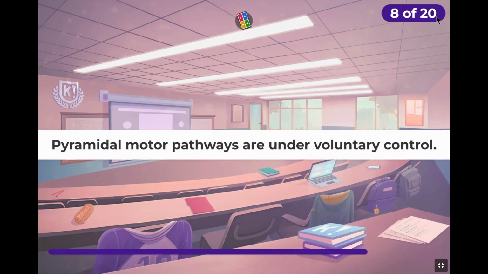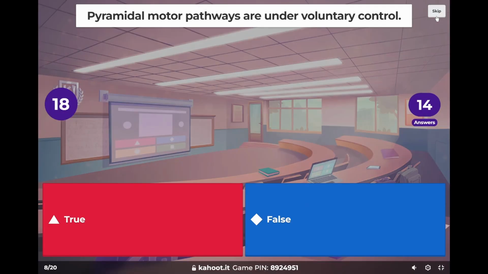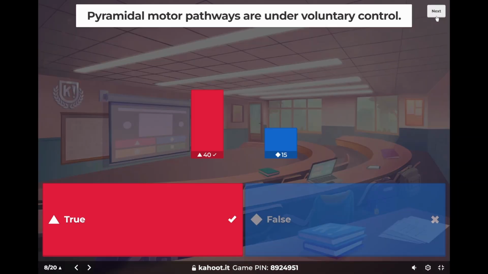Pyramidal motor pathways are under voluntary control. True or false? Okay, this is true. The pyramids in the medulla are voluntary control. Anything that's outside of voluntary control, like coordination and stuff like that, is what? Extrapyramidal, okay? Coming from different areas outside the pyramids.